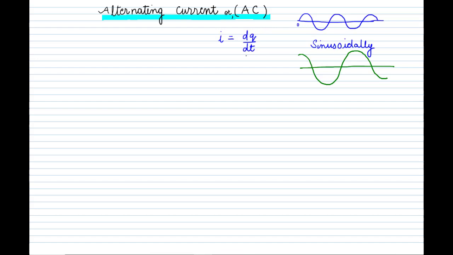So we have a current, given by a small i symbol, with the formula dq by dt, and the variation of this current is sinusoidal. So that is what an alternating current is. So let us start from the easiest thing, what is the importance of AC current? So let us go to the importance.